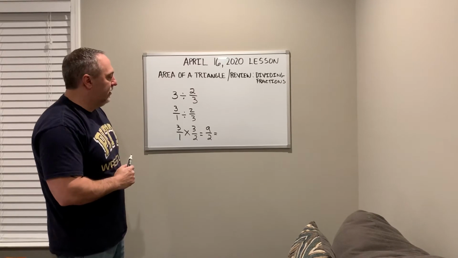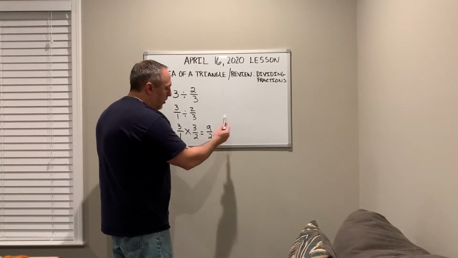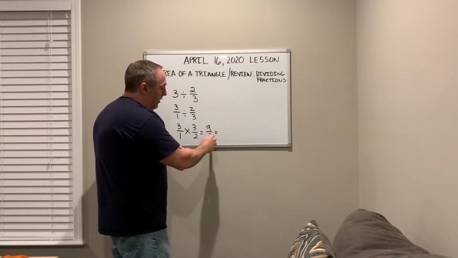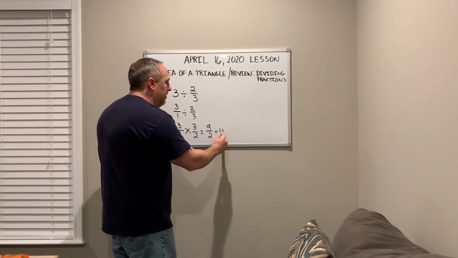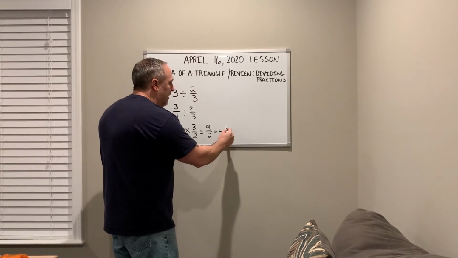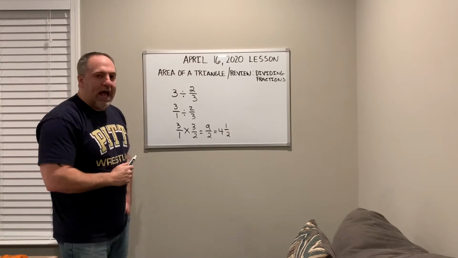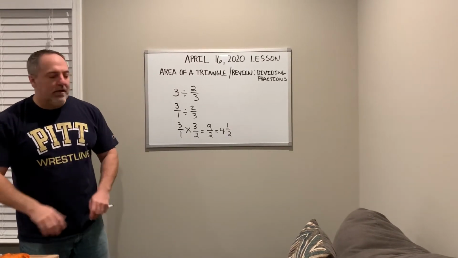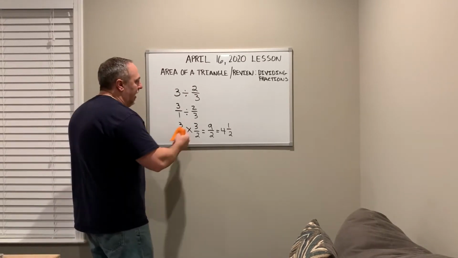We have an improper fraction, which I'm going to turn back into a mixed number. 2 goes into 9 approximately 4 times. That means we used up 8 of this, and we have 1 left. So there's your answer, 4 and 1/2, or 4.5. Okay? So that's how you divide a whole number by a fraction.